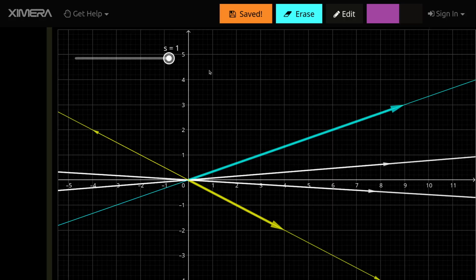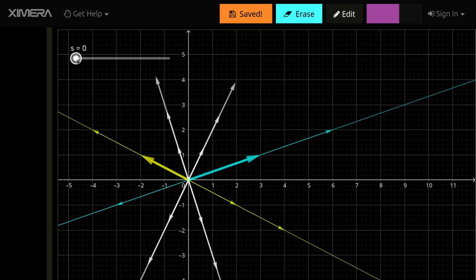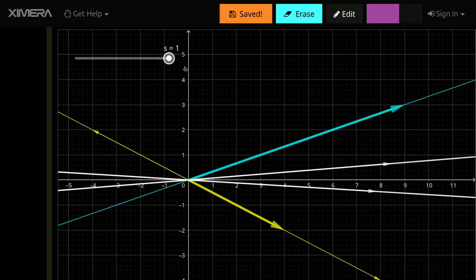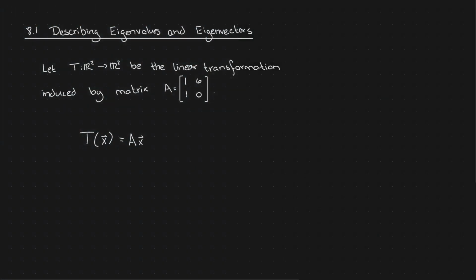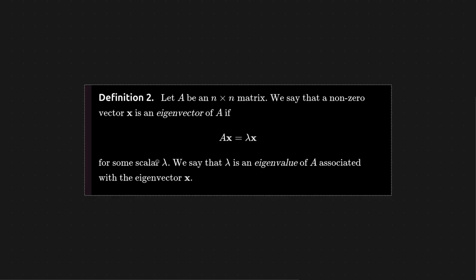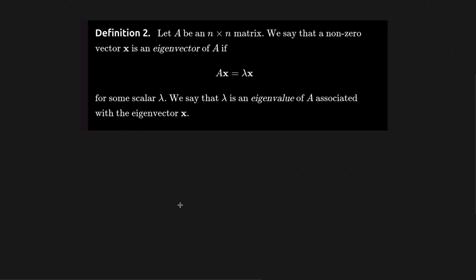It turns out that this property of staying in the same direction, of just being a scalar multiple of what we had before, is an important idea. That's what's happening here with the vector in blue and the vector in yellow. It's just a scalar multiple of what we had to begin with. We're just changing its length, possibly flipping it around, but it's mostly staying the way it was to begin with. We give a special name to vectors that behave this way. So let's define it.